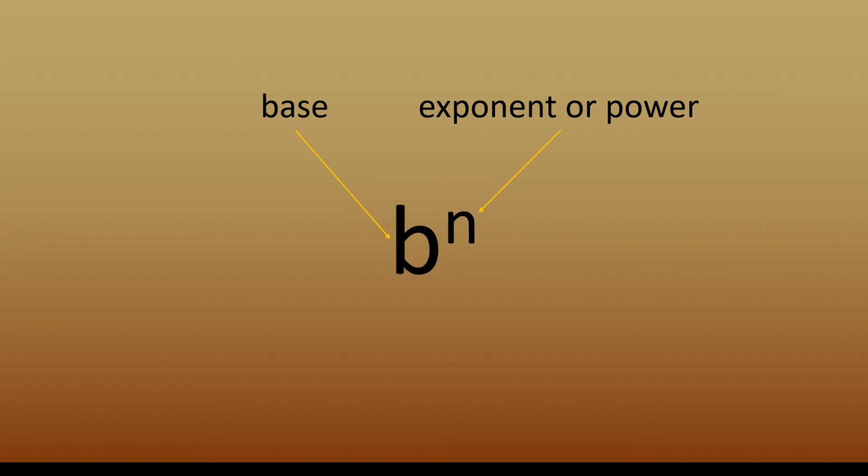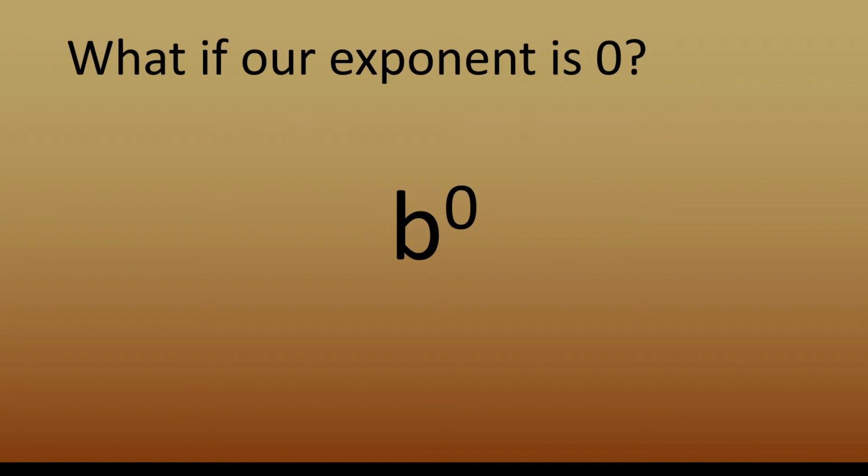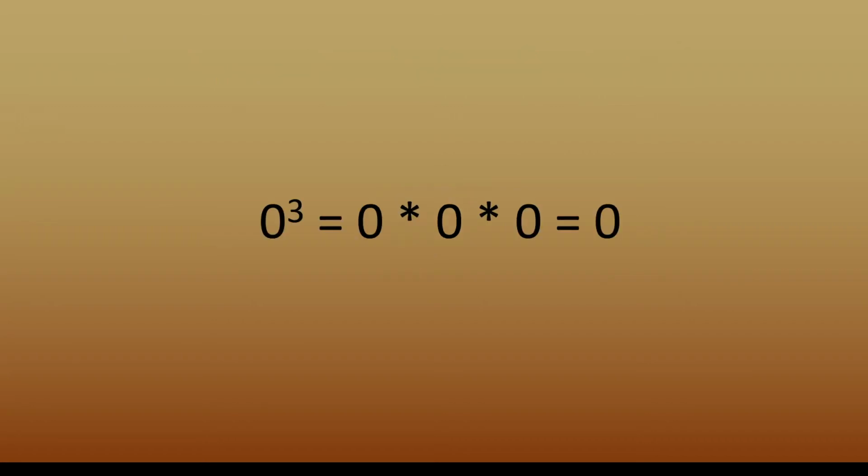So we continue playing with our exponents and bases and find a sticky situation comes up. What if our exponent is 0? Well, if our base is 0, this is easy because we know that 0 times anything is 0. So 0 raised to the power of 3 is just equal to 0 times 0 times 0, which is equal to 0. But what about 10 to the power of 0?